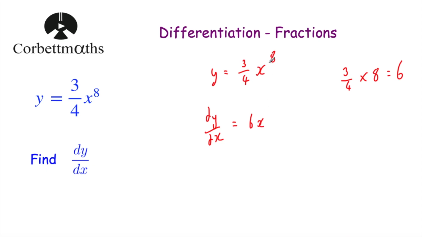It was 8. When you take away 1, you'll then get 7. So that means that dy by dx is equal to 6x to the power of 7, and that's it. Okay, let's look at our next question.